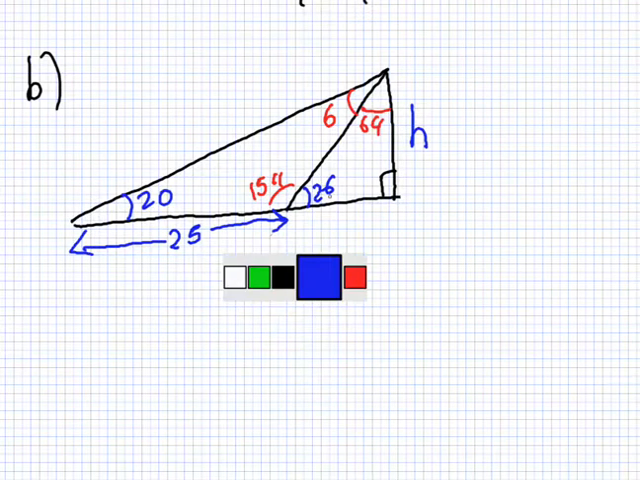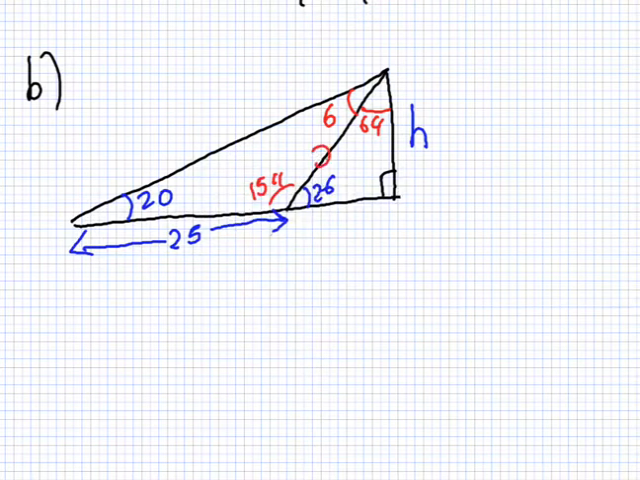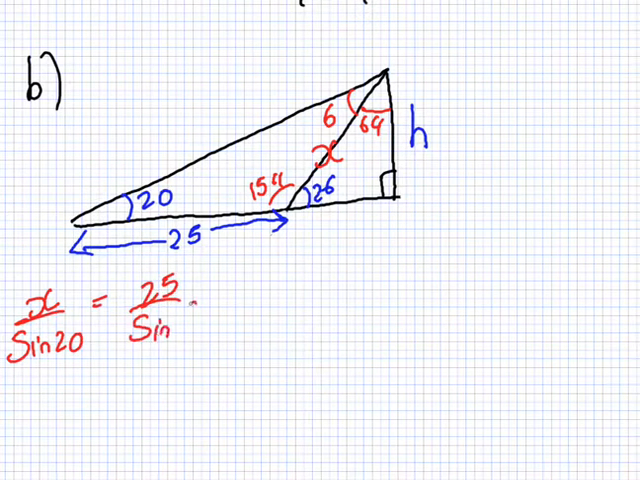I can use the sine rule to find this side here, which I'll call x. We can say x over sine 20 equals 25 over sine 6. Isn't that right? X over sine 20 equals 25 over sine 6. So, back to degree mode. Sine 20 times 25 divided by sine 6. So we get x equals 81.8 meters.